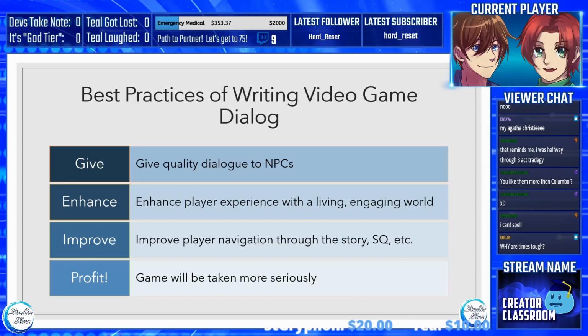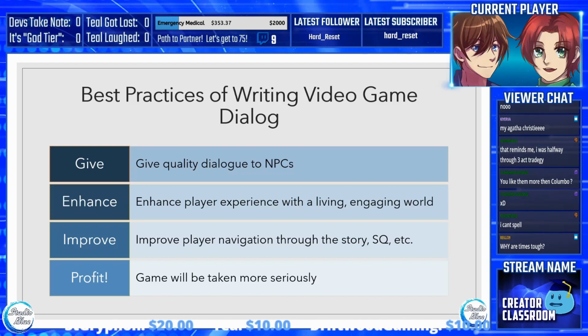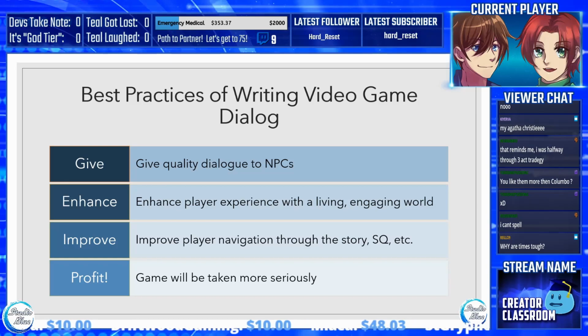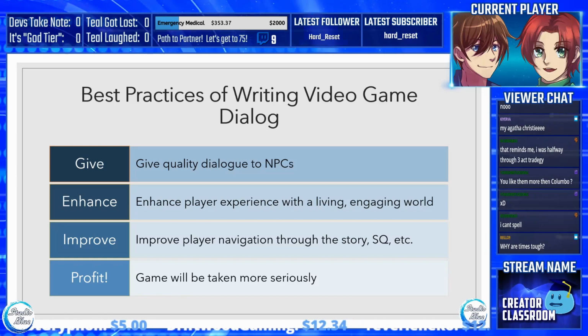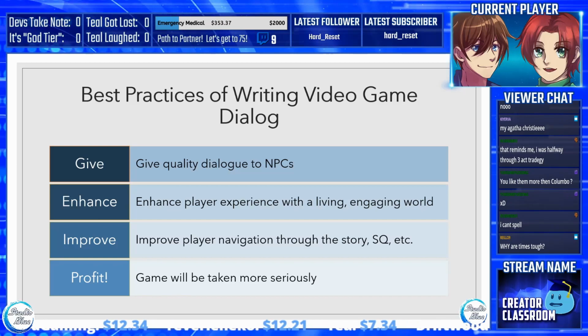You want to enhance your player experience with a living, engaging world. You want to improve player navigation, the story, side quests, etc. And by doing that, your game will be taken more seriously. And this is even if your game is a comedy, correct, Teal? Even if it's a comedy. I've seen really good comedy games. Yes. And I've seen terrible games.